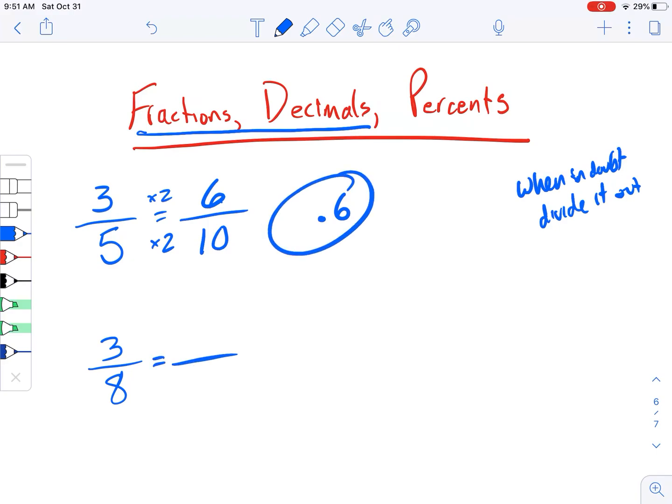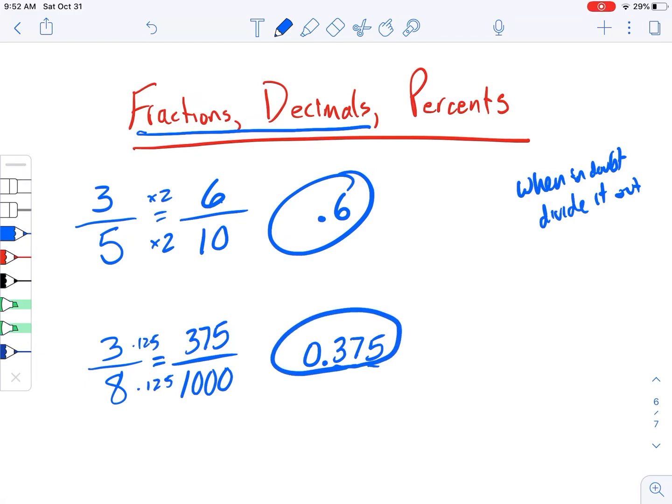Now 3/8, it might not be immediately apparent to you that 8 is a factor of 1000, and that's fine. Actually, if you do 8 times 125, you would get 1000. So I'm going to do 3 times 125, and so I will get 375 thousandths. Now how do I change that into a decimal? Well, I just keep saying it: tenths, hundredths, thousandths, 375 thousandths. That's exactly what this decimal is.